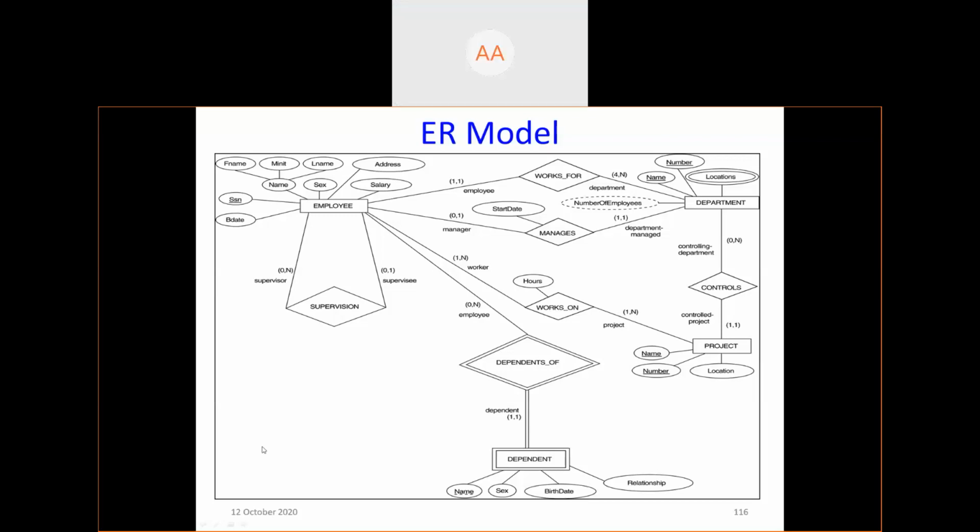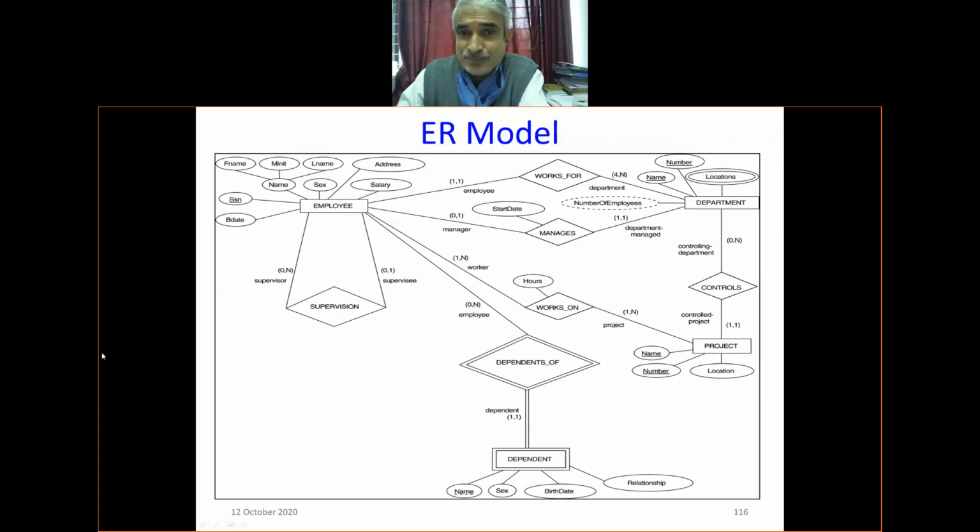Right. Now, how do you read employee works for a department with structural constraint 1,1 and 1,n? How do you read employee manages department? Look at that. Some of the employees may not participate, because only one will be the manager, not necessarily all. And 0 is the minimum, and 1 is the maximum with a particular department. Right?